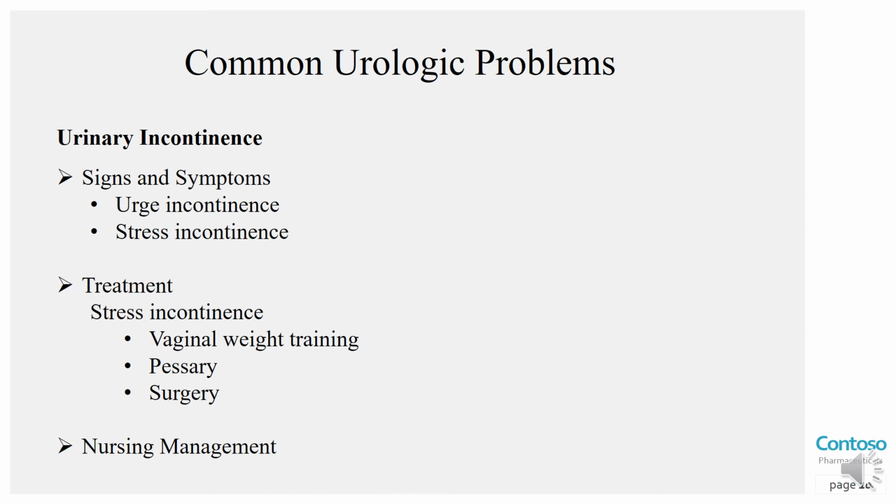They can also be prescribed a pessary. This is a stiff ring that's worn in the vagina during the day. It's weighted as well, and it supports the bladder. This is a bit of an older option, so you're not going to see it used as much as, say, the vaginal weight training that might be ordered. Surgical intervention may also be necessary if the more conservative methods are not effective. Nursing management for these patients would include correcting the underlying cause itself.